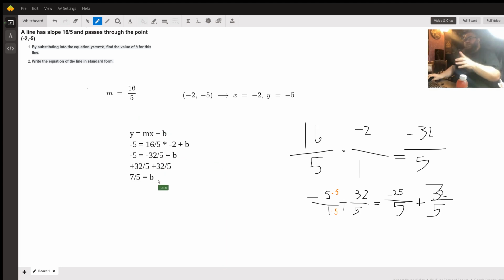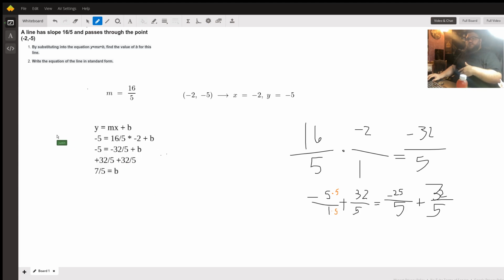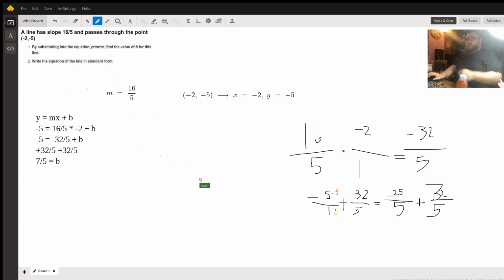All right, so then part 2, we need to take this. We need to put it into standard form. So let me move this over here. Now, standard form is something x plus something y equals something. And right now what we have is y equals 16/5 times x plus b, which is 7 over 5. So we have an equation. But see, it's a little bit different because the 16/5 x is on the right side. To be in standard form, we want to have both of the variable terms, the x and the y terms, on the left side. Unfortunately, it's not there.